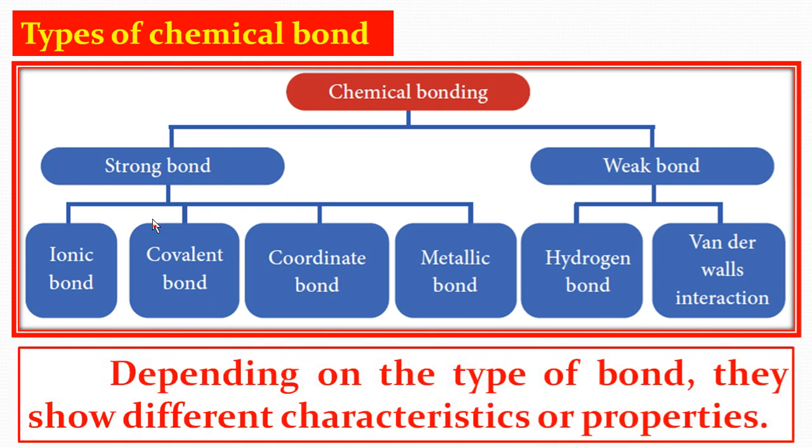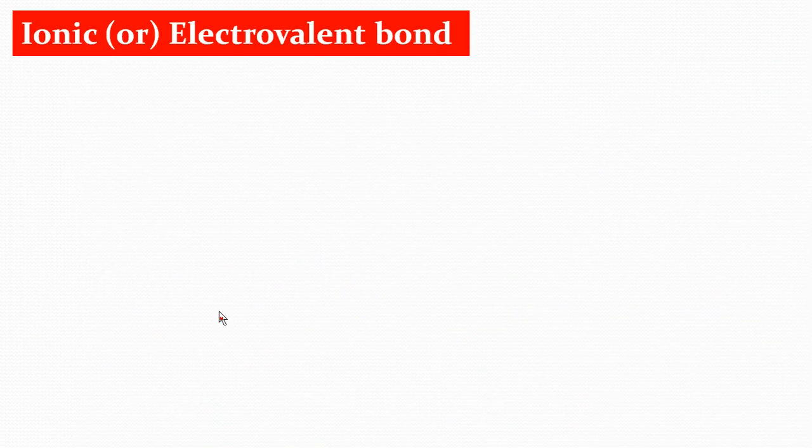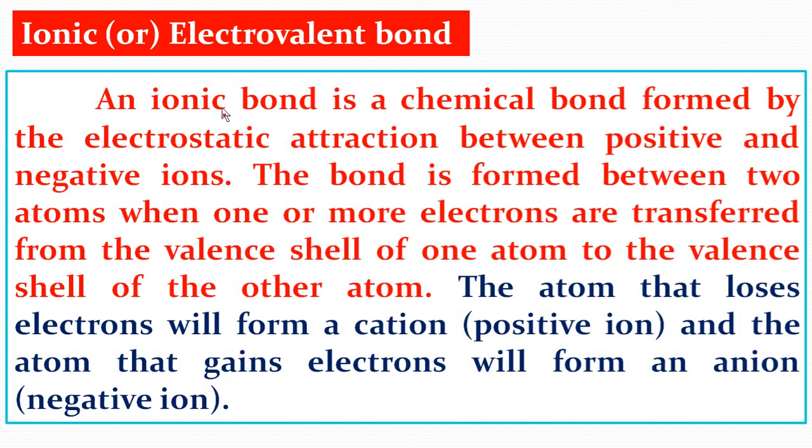Depending on the type of bond, they show different characteristics or properties. Ionic bond, or electrovalent bond. What is an ionic bond? An ionic bond is a chemical bond. What does a chemical bond mean? It is a force of attraction between the atoms that holds the atoms together to form a molecule.